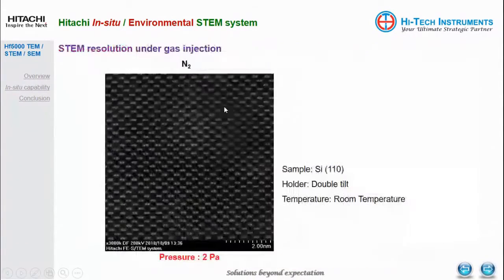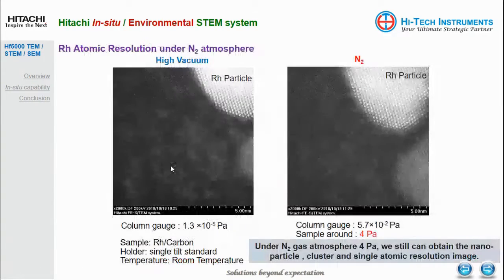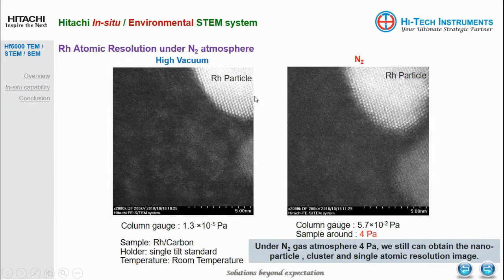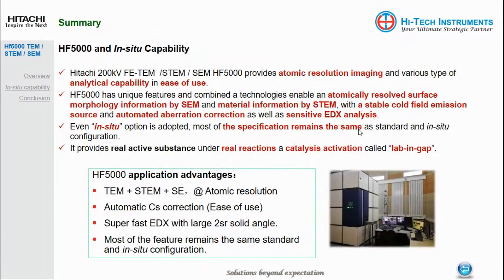And that's one more example here. I think the real particles here are in nitrogen and also in high vacuum, to show the capability of atomic resolution. So the conclusion that I will make for this very quick introduction of the HF5000 and in situ capability is that the Hitachi 200 kV field emission TEM, STEM, and SEM provide atomic resolution imaging and various types of analytical capability in ease of use.